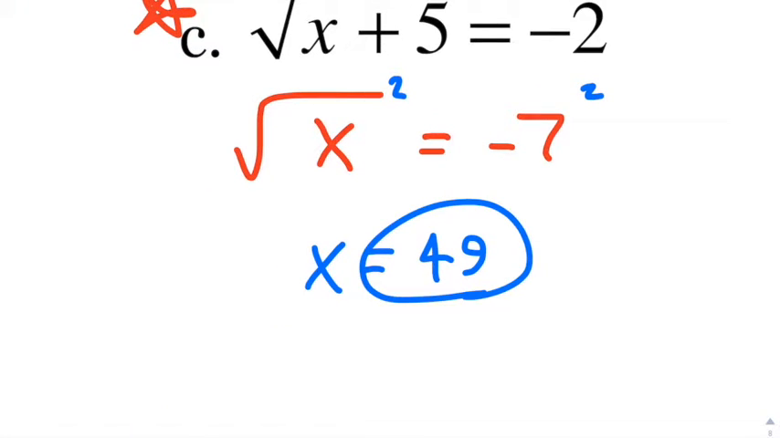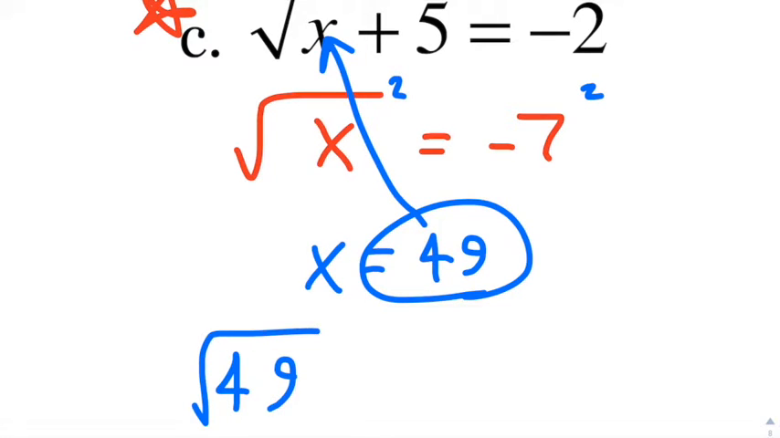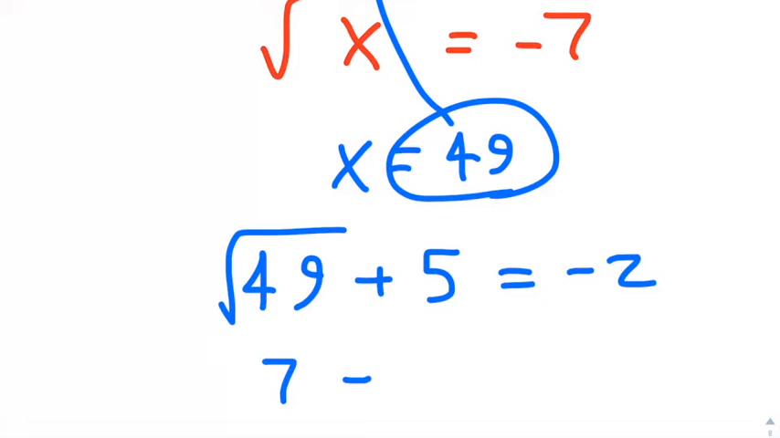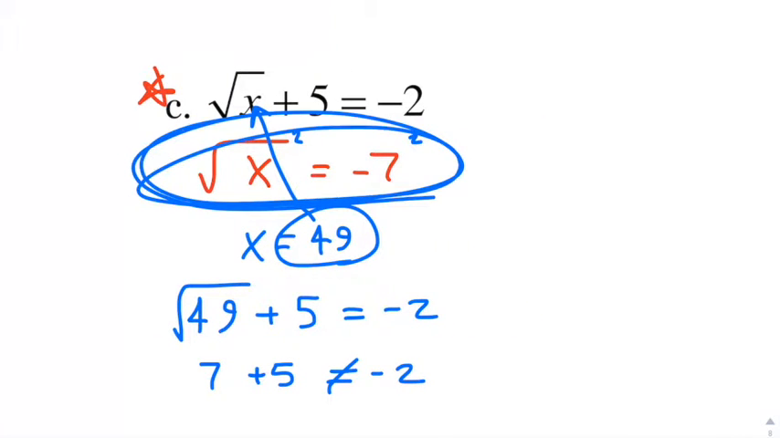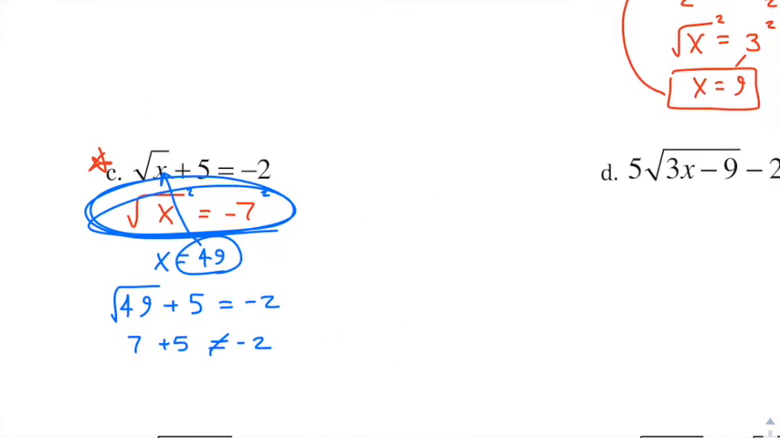But think about this. If you take that 49 and plug it back in, the square root of 49 plus 5, that definitely is not negative 2. That's 7 plus 5, right? So that is not negative 2. So that's a special one. Really, it's at this step: if you can identify that the right side is negative before you square both sides, that's what's going to mess you up. So be on the lookout for those.